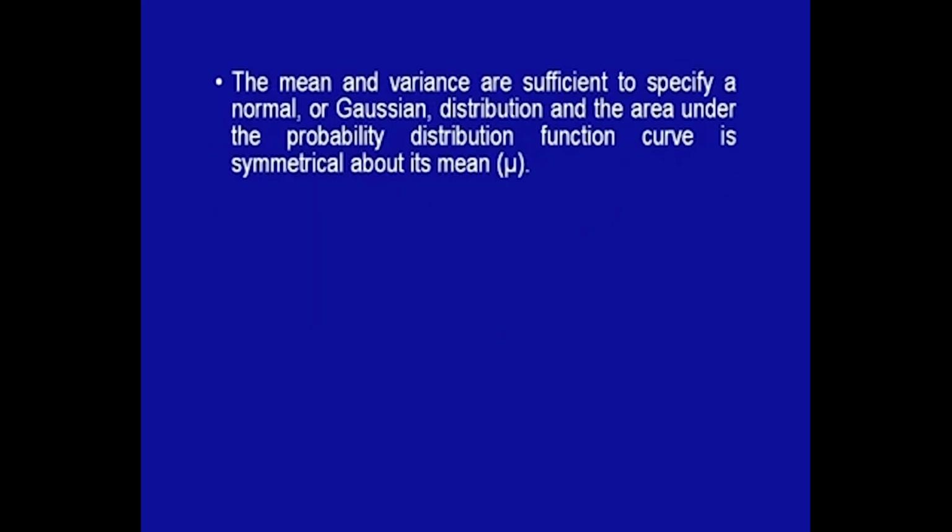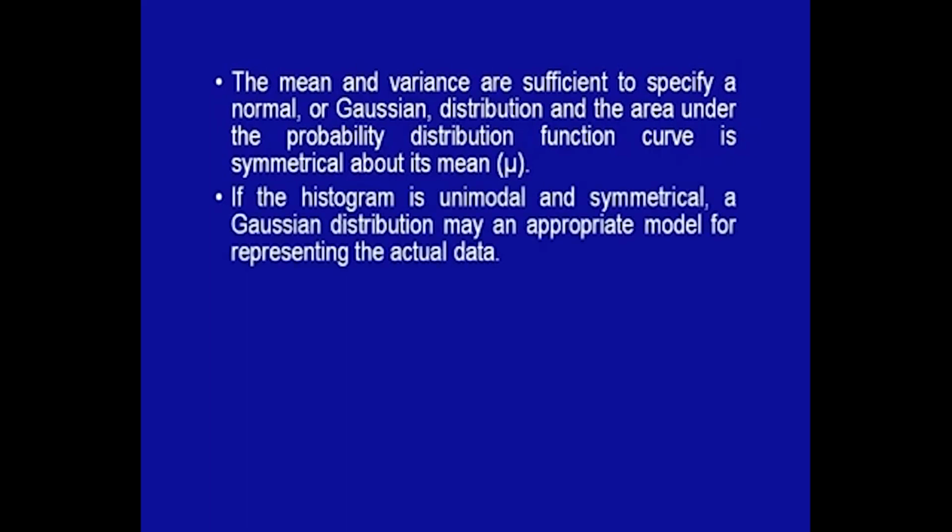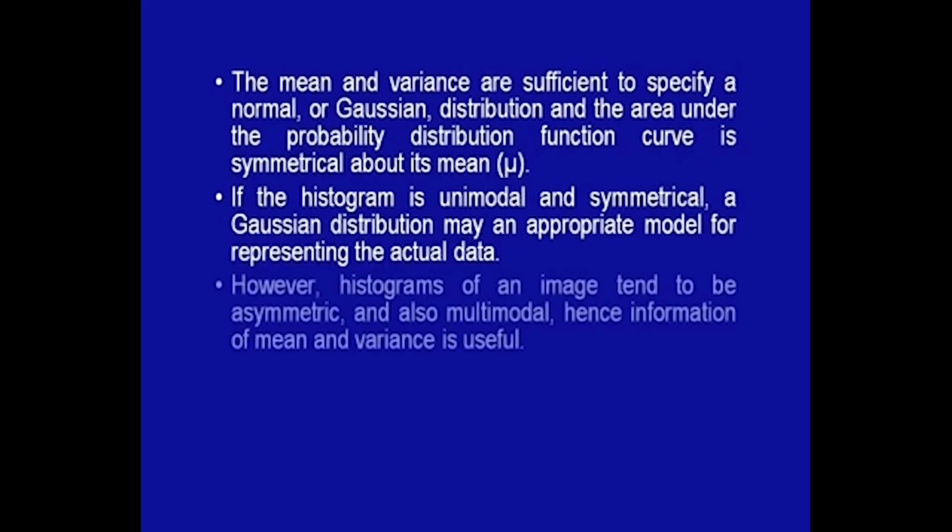The mean and variance are sufficient to specify a normal or Gaussian distribution, and the area under the probability distribution function curve is symmetrical about its mean, that is mu. If the histogram is unimodal and symmetrical, a Gaussian distribution may be an appropriate model for representing the actual data. However, histograms of an image tend to be asymmetric and also multimodal in nature, and hence information about mean and the standard deviation is useful to the analyst.